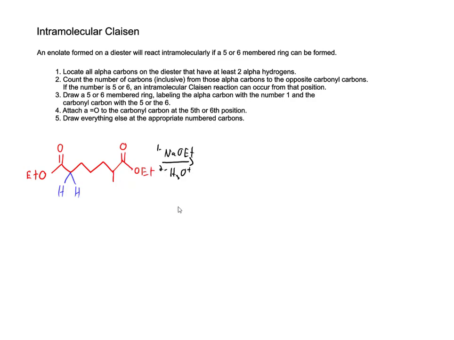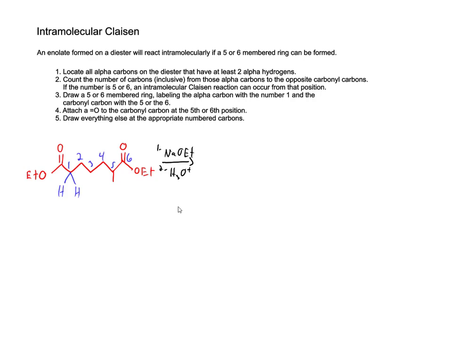And we're going to count the number of carbons from those alpha carbons that have at least 2 alpha hydrogens to the opposite carbonyl carbons. So we have 1, 2, 3, 4, 5, 6, and as long as the answer is 5 or 6, an intramolecular Claisen reaction can occur from that position.